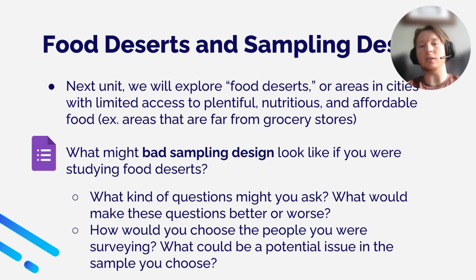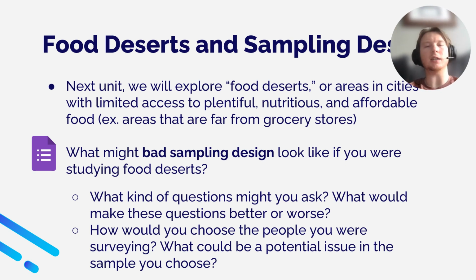So next unit, we're going to talk about food deserts, or areas in cities with limited access to plentiful, nutritious, and affordable food. On their worksheets, we want students answering the question, what might bad sampling design look like if you were studying food deserts? Students might think about a question that could be problematic. It could be worded poorly. It could be slanted in a certain way. It might not clearly explain how participants are supposed to respond. And also the people for the sample could be chosen poorly.